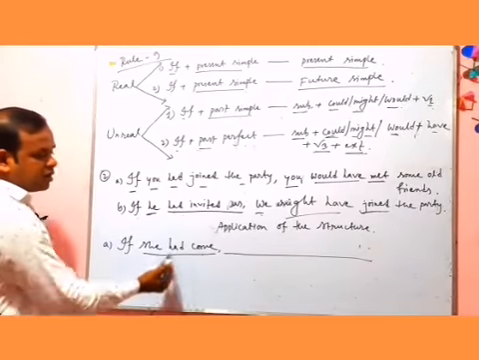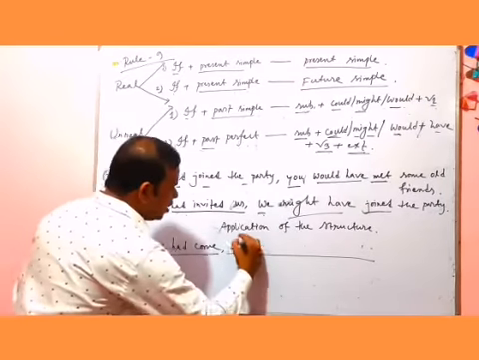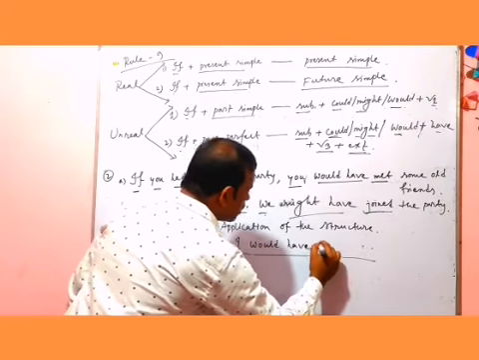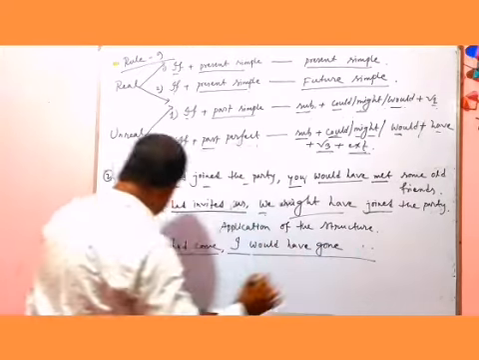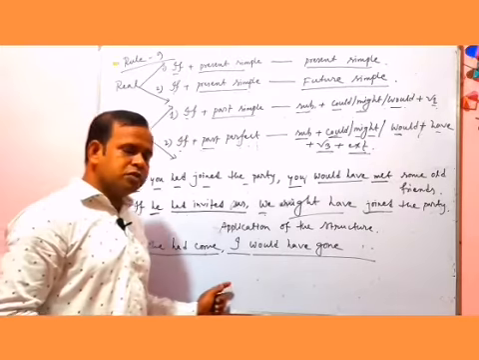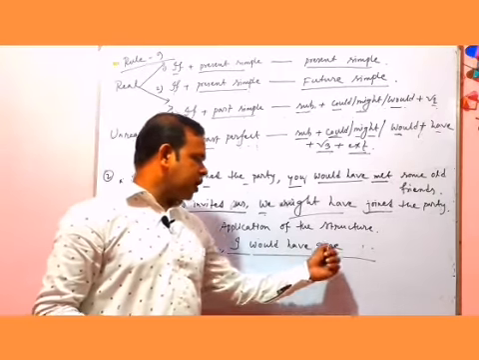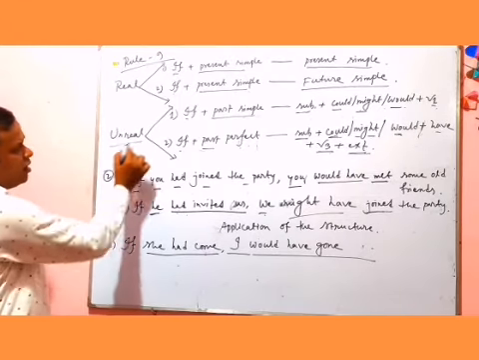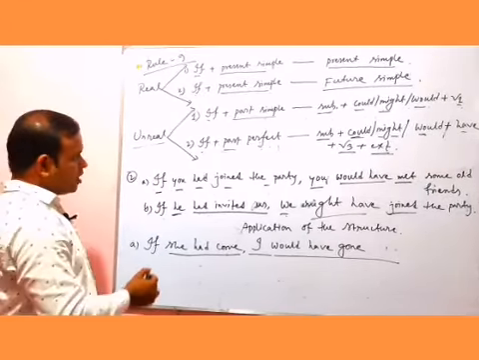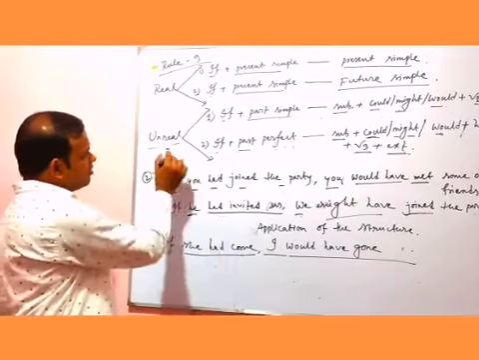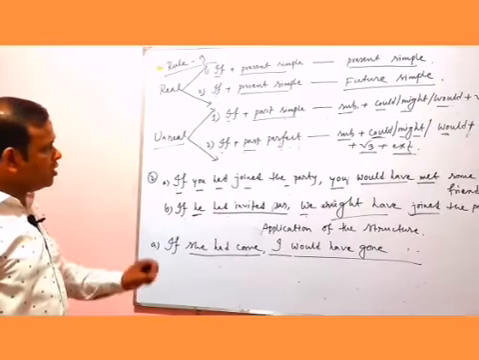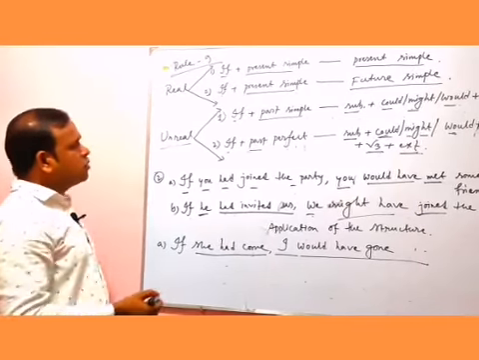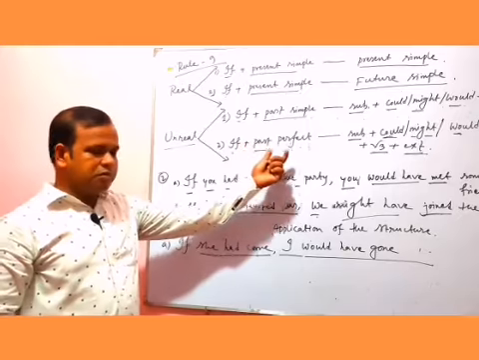If she had come, I would have gone. That means she had not come. That's why I would not have gone. For that reason, we use an unreal sentence. Unreal means, I repeat it, when something is not possible to happen at that time, we have to use unreal condition.